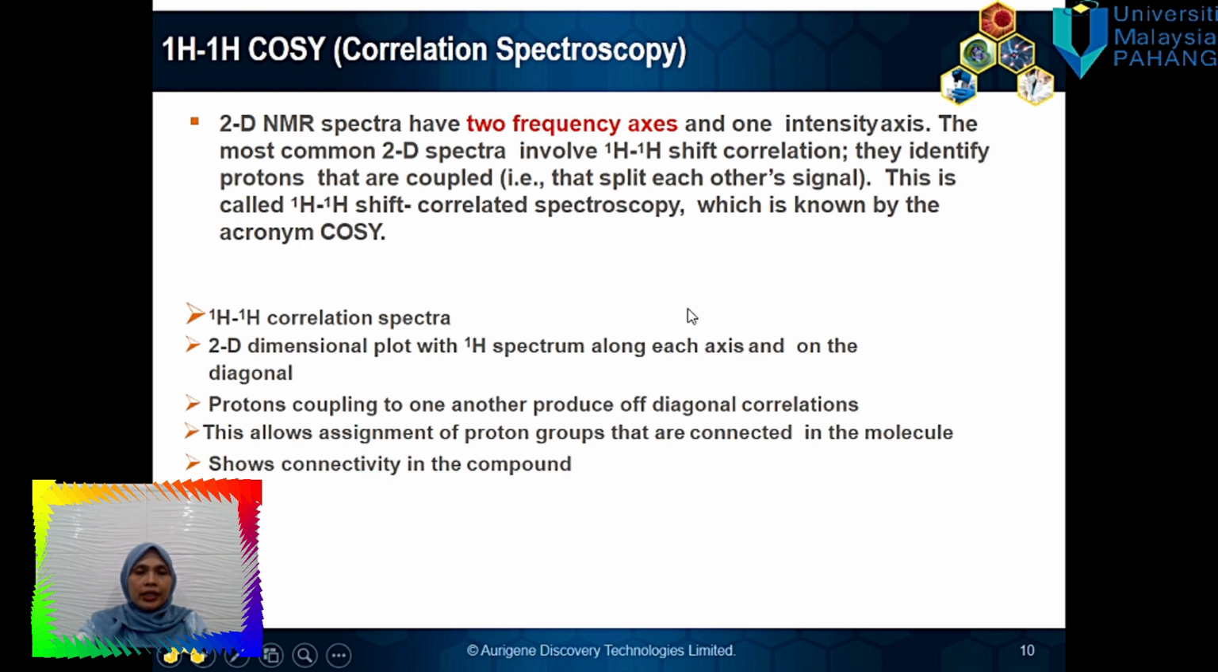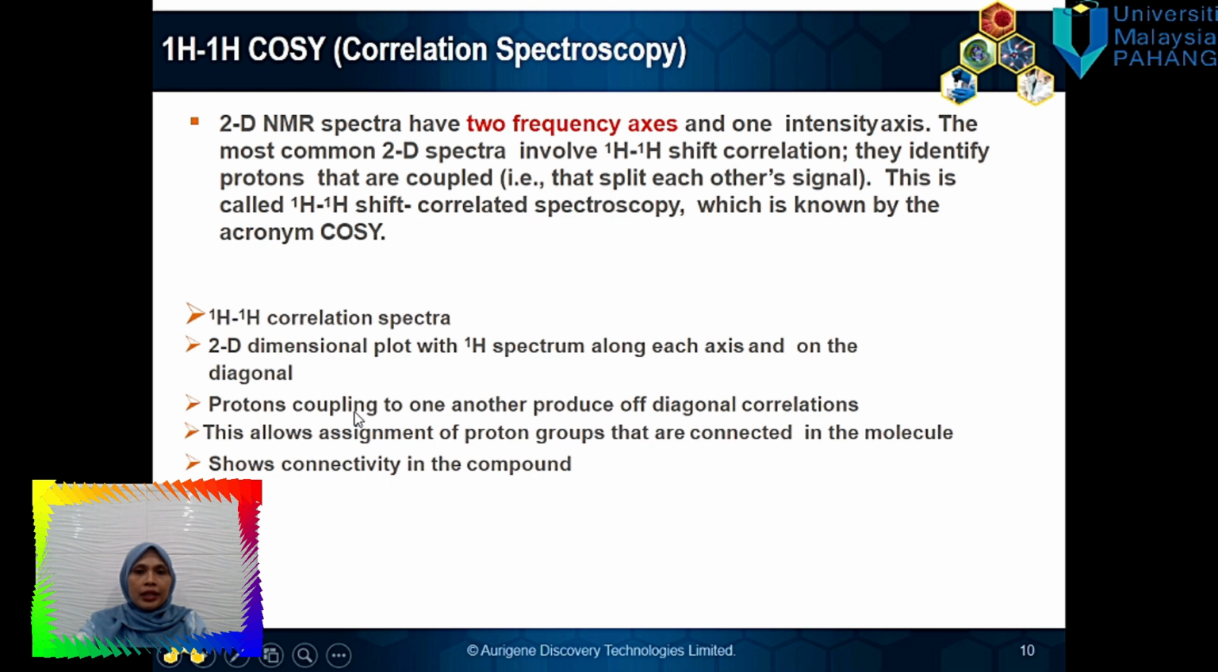Next we go for another type, which is COSY. COSY means correlation between proton and proton. In the 2D NMR we can see the correlation between proton and proton, and in the 2D they have x-axis and y-axis of the spectra.